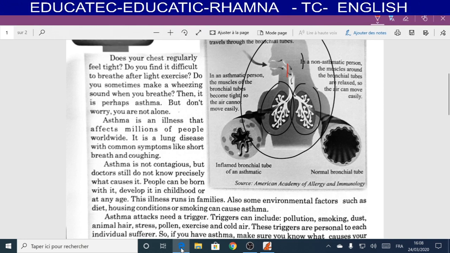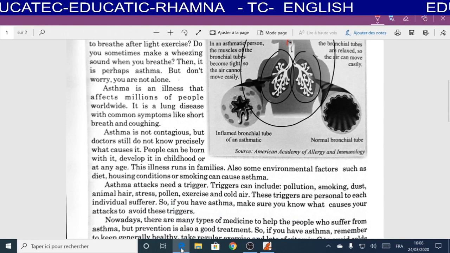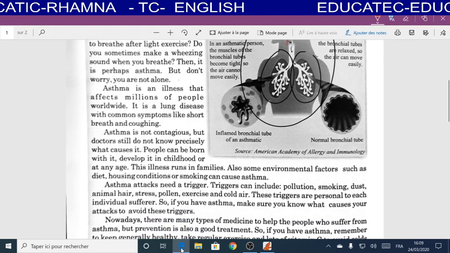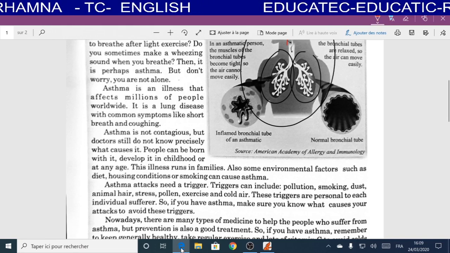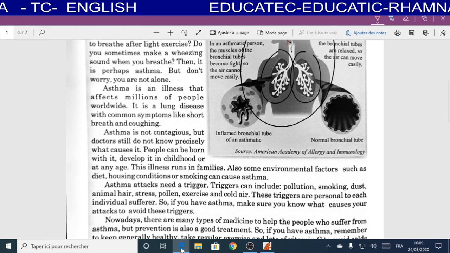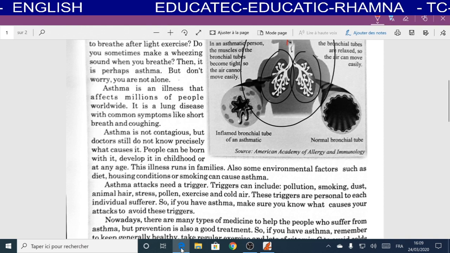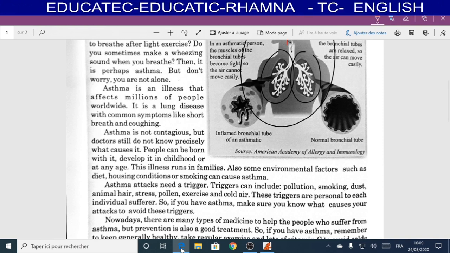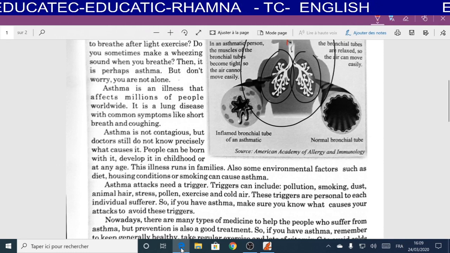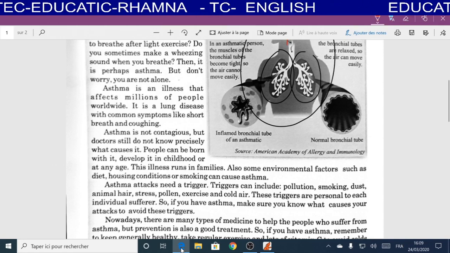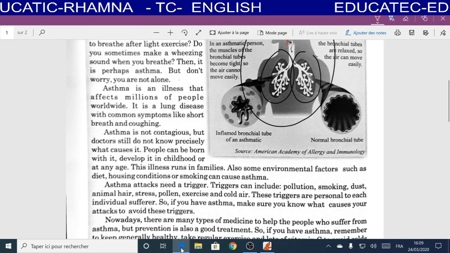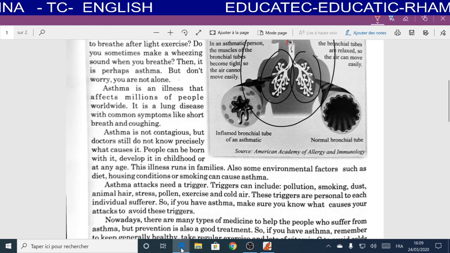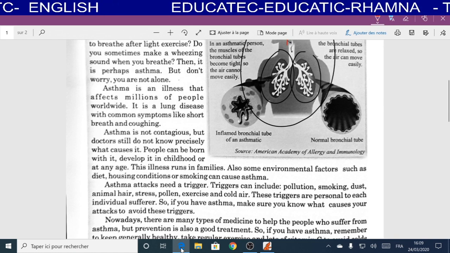So here, the next paragraph: asthma is an illness. It is an illness that affects millions of people, as I said, not only a few people, but millions of people worldwide. It is a lung disease. These are the lungs that we have in the body. A lung disease with common symptoms like shortness of breath and coughing, meaning you have a problem in your lungs.